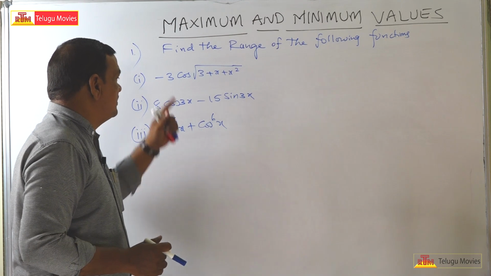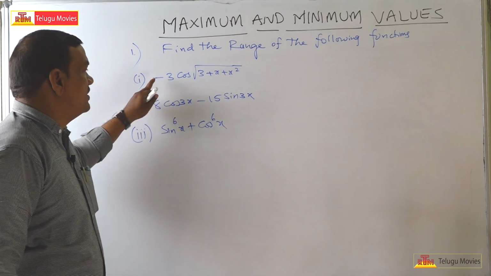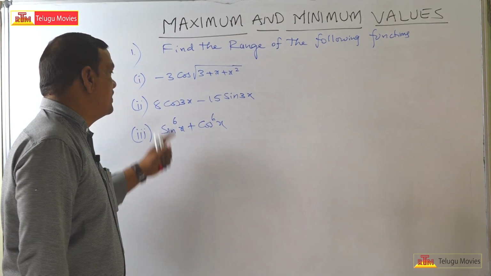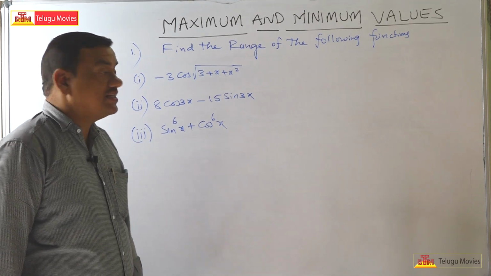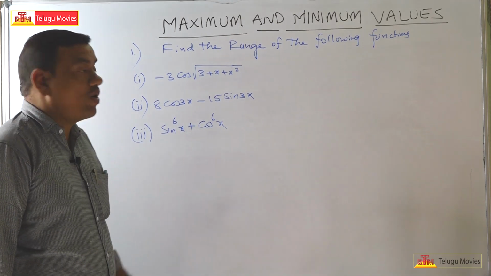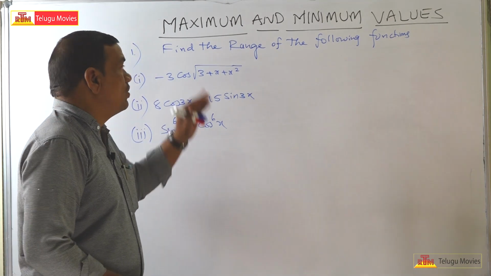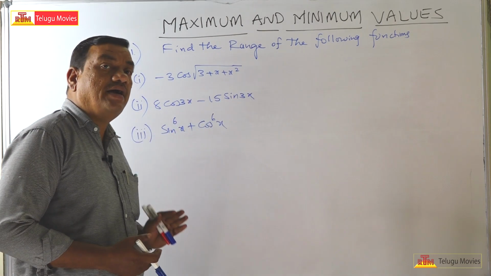Let us see, there are 3 different types of functions here. The first one is minus 3 cos of root of 3 plus x square. The second function is 8 cos 3x minus 15 sin 3x. The third function is sin power 6x plus cos power 6x. Let us try to find out the range of these functions. Range means we have to find out the maximum value and the minimum value.